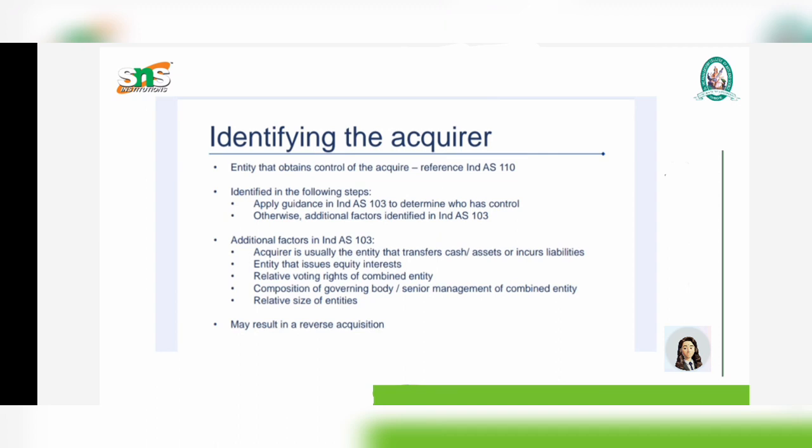The acquirer is the one transferring cash or assets. Factors such as the entity's equity interest, relative voting rights in the combined entity, composition of the governing body, and relative size of entities may result in a revised determination of the acquirer.